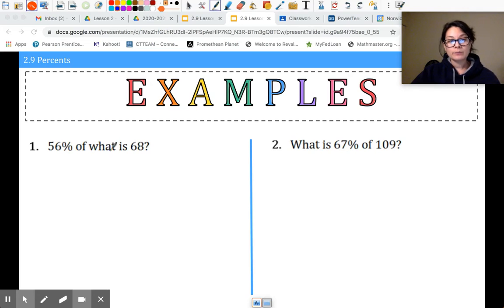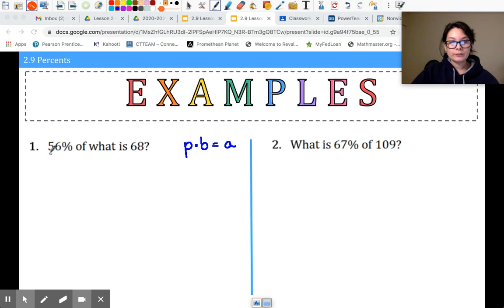So, 56% of what is 68. The first thing we want to do here is determine which numbers we know and which number we do not know, which will be our variable. And again, I'm going to use those keywords to help me out here. Before I get started, I'm going to copy my formula. Remember, our formula is percent times base equals our part.